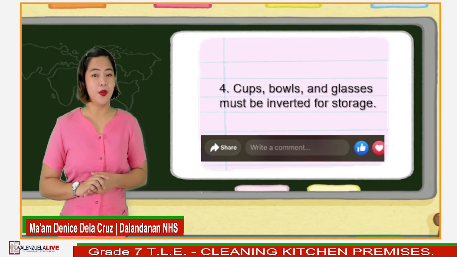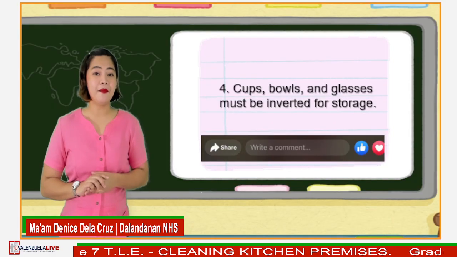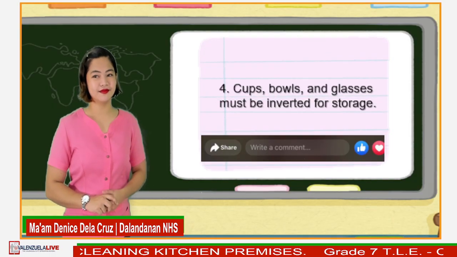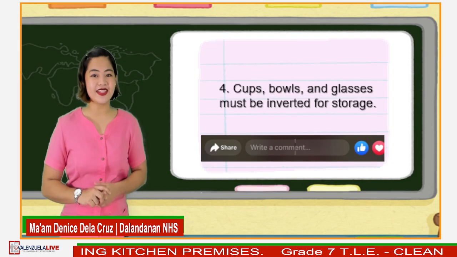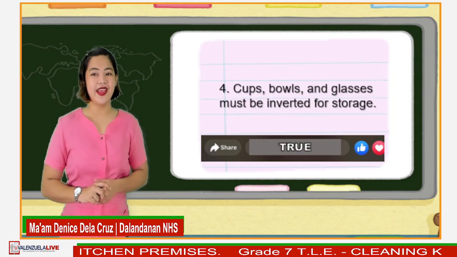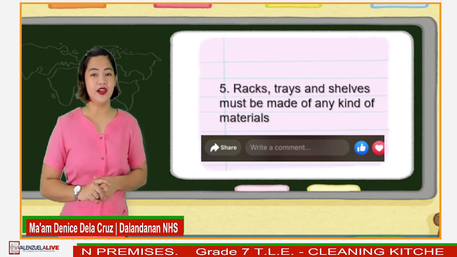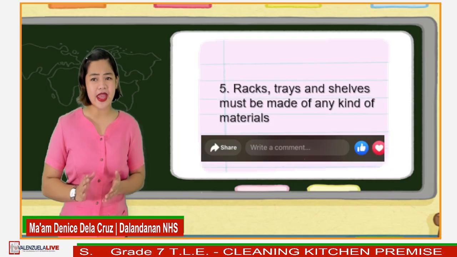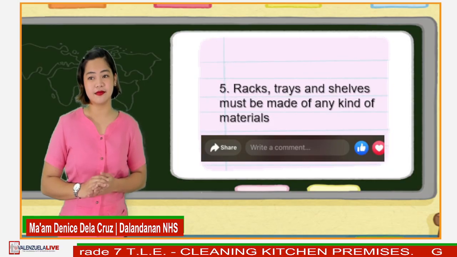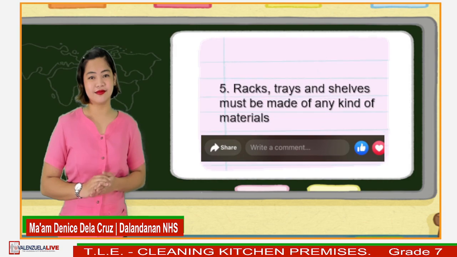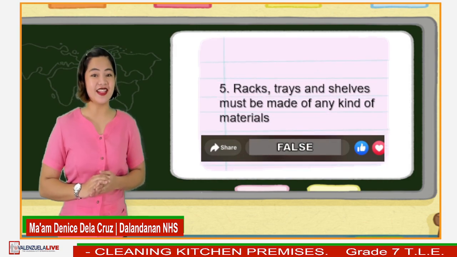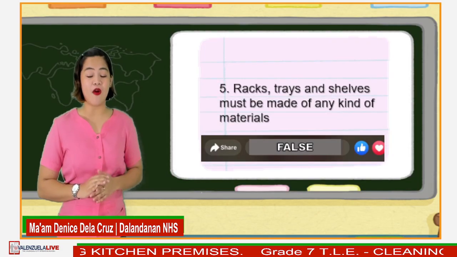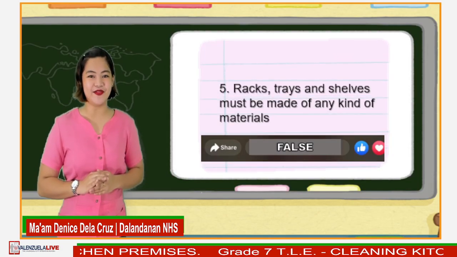Cups, bowls, and glasses must be inverted for storage. The answer is true. And number 5, racks, trays, and shelves must be made of any kind of materials. Correct! The answer is false. Way to go, students! Now, let us have another activity.